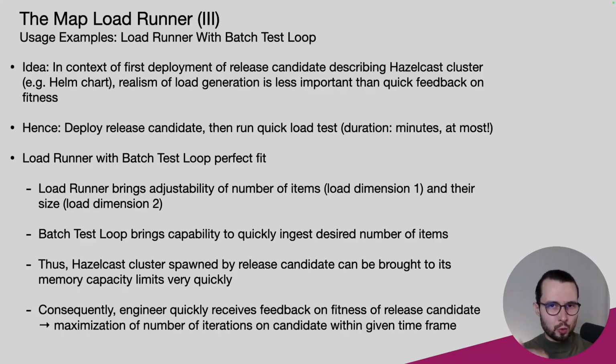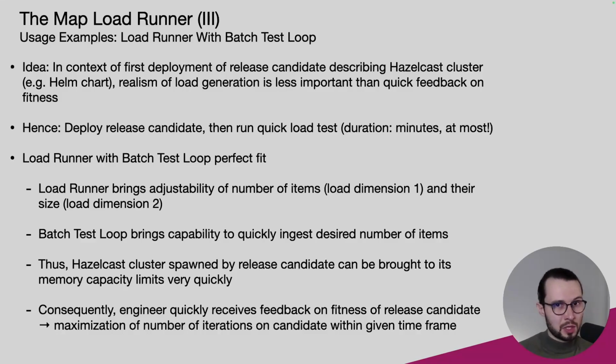That means that you can bring the target Hazeltest cluster under test to its memory capacity really, really quickly, and thus get very, very quick feedback on the fitness of the release candidate that described this Hazeltest cluster, right? So you get quick feedback. Ideally, you remain in that flow state, right? And so the idea of this combination of functionality is that you can maximize the number of iterations that you can do on a release candidate within a given time frame.